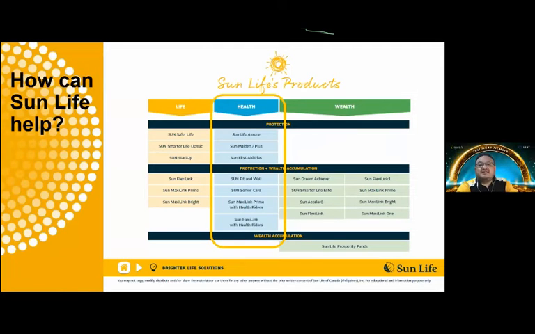So ang tanong, how can Sun Life help you? Yan. So this slide shows the client, marami tayong health plan. Hindi lang isa. Okay? So depending on the need, we can also present the other health plans. Sun Life Assure. So ano ba yan? Sun Life Assure, Sun Maiden Plus, Sun First Aid, Sun Fit and Well, Sun Senior Care. Pwede rin yung mga BUL natin, mga Maxi Prime, with health riders. Di ba? Pwede rin yan. Pwede rin yung Sun Flexi Link with health riders. Okay? So, yan yung mga possible.